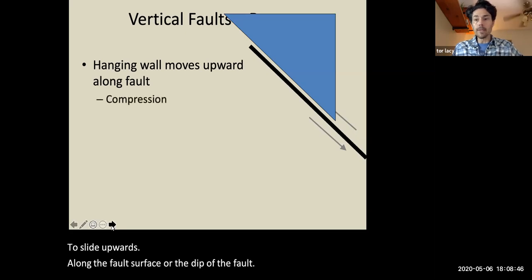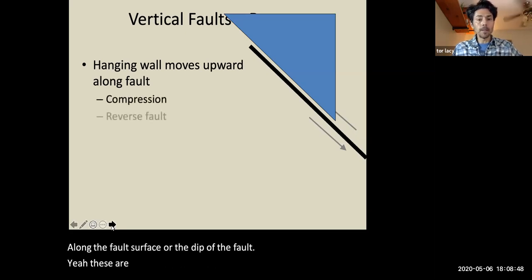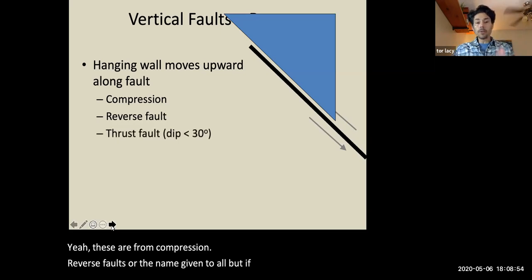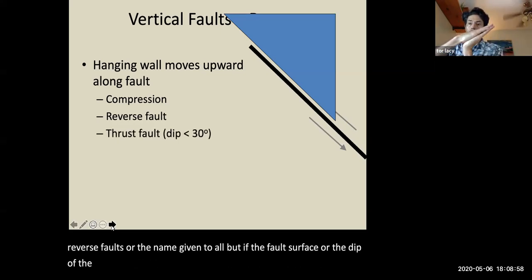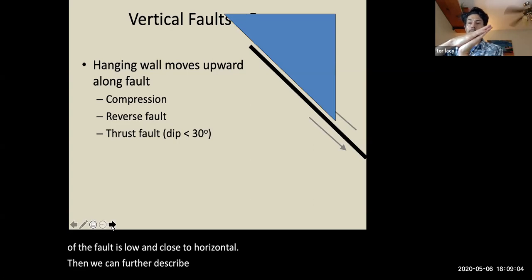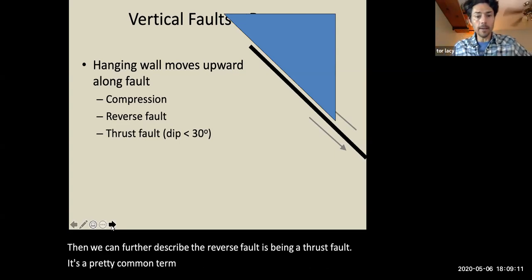And again, these are from compression. Reverse fault is the name given to all of these, but if the dip of the fault is low and close to horizontal, then we can further describe the reverse fault as being a thrust fault. That's a pretty common term, so that's why I'm including it here.